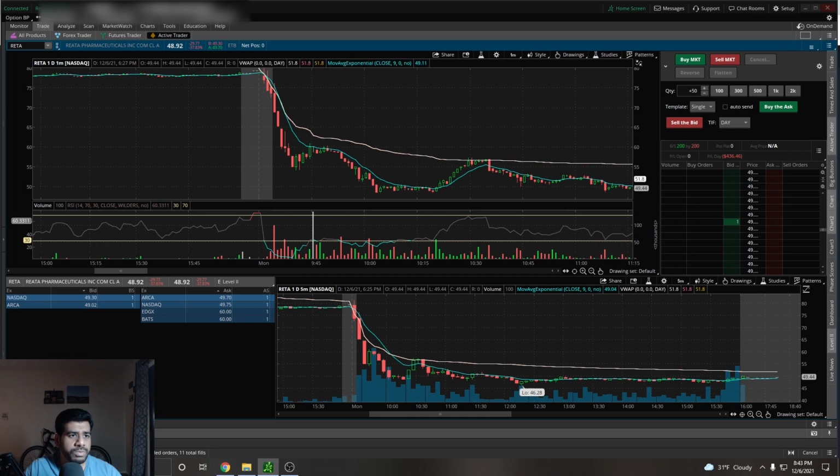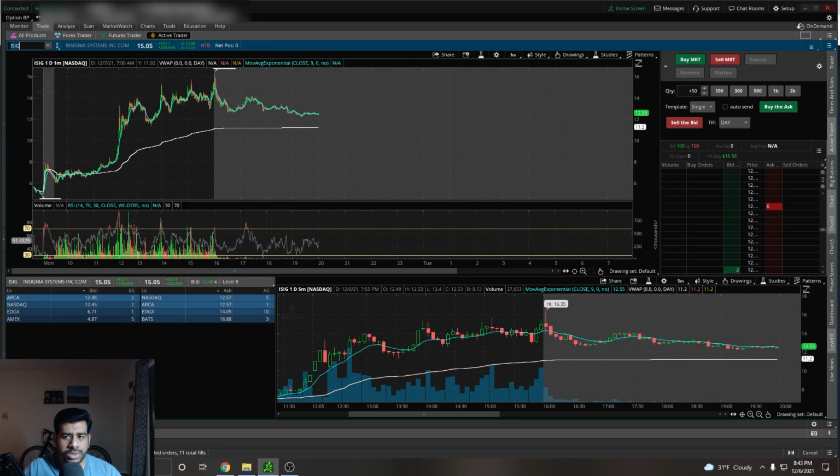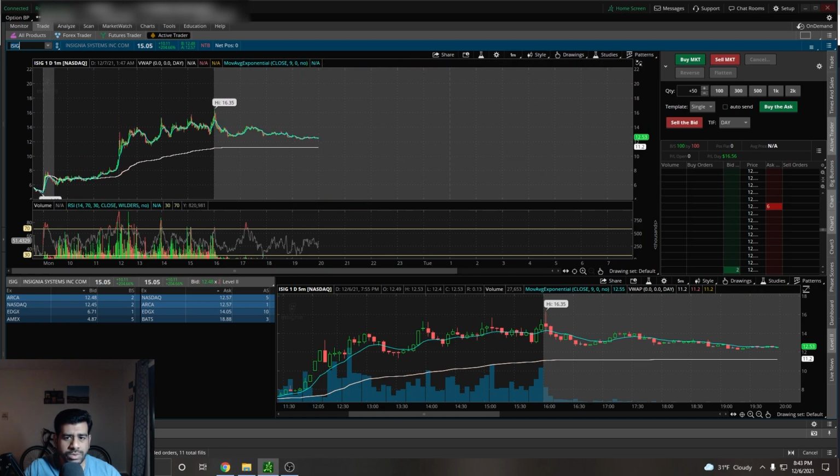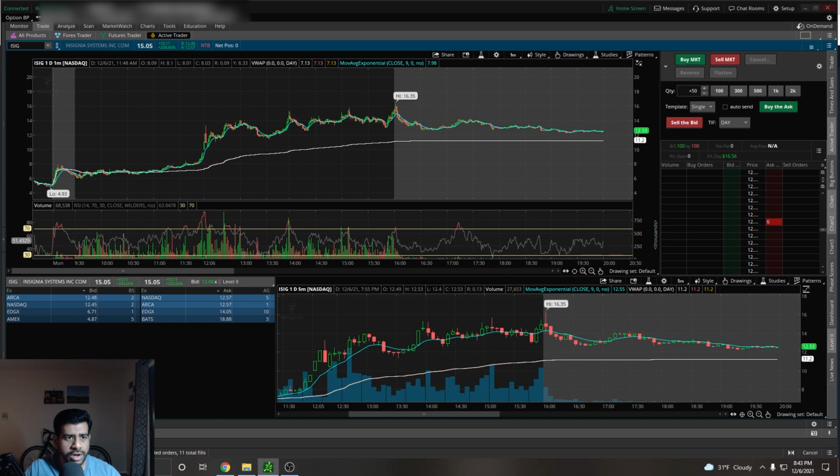Anyway, let's move on. So the next trade that I took was on ISIG. ISIG was squeezing. It started squeezing somewhere around here, around 11:48. It squeezed up, went into the halt, squeezed up even more, and I missed this initial entry.